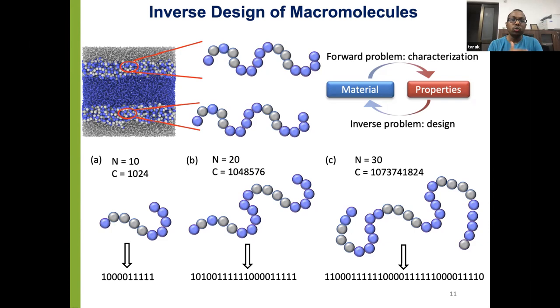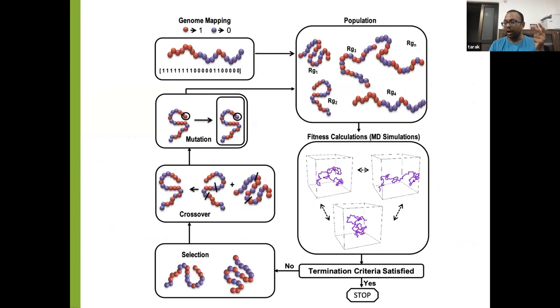So we have adopted two methods. I'm not going to talk in detail about how these methods work, but I will mention them slightly, and of course, if anybody is interested, I'll be happy to talk more offline. The first method we adopted is evolutionary computing. We try to mimic natural evolution, how species evolve, and we adopted that concept for molecular design.